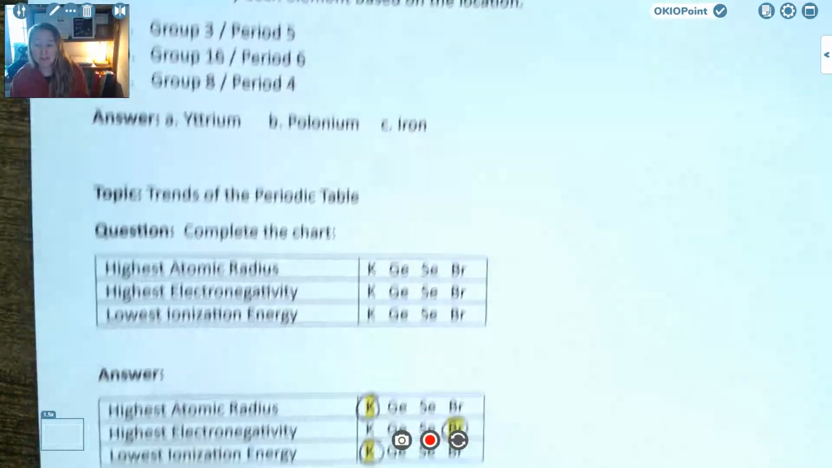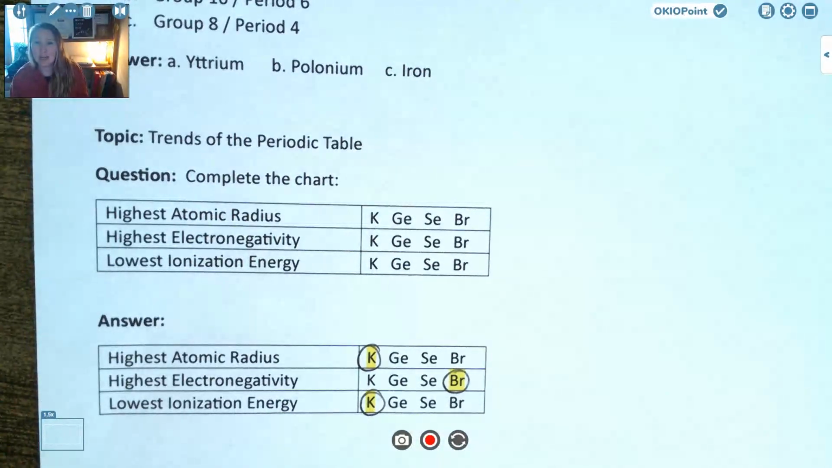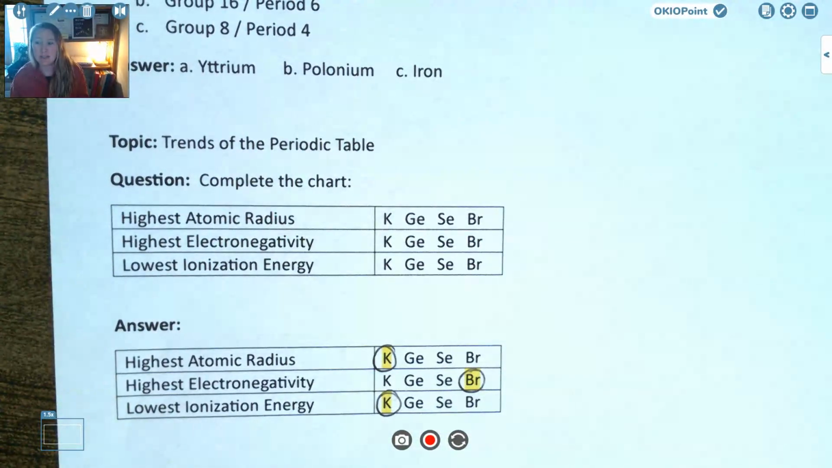And then finally we get into trends of the periodic table. Whenever I give them a trends question, I like to give the same 4 elements so it's quick for them to find them on the periodic table. And then we talk about all 3 of the trends that we cover: atomic radius, electronegativity, and ionization energy. Then I just have them identify which one it is. In the Bellwork sheet, I would have them write out all of them and then circle or highlight the one with it.